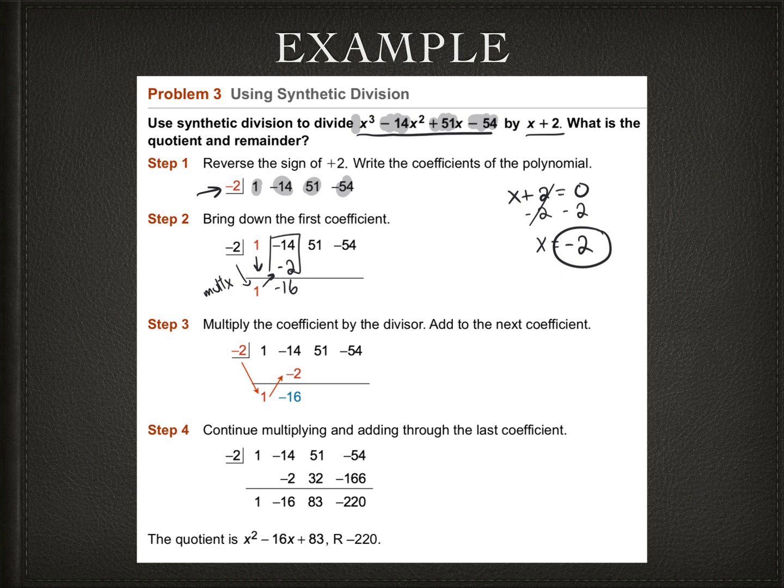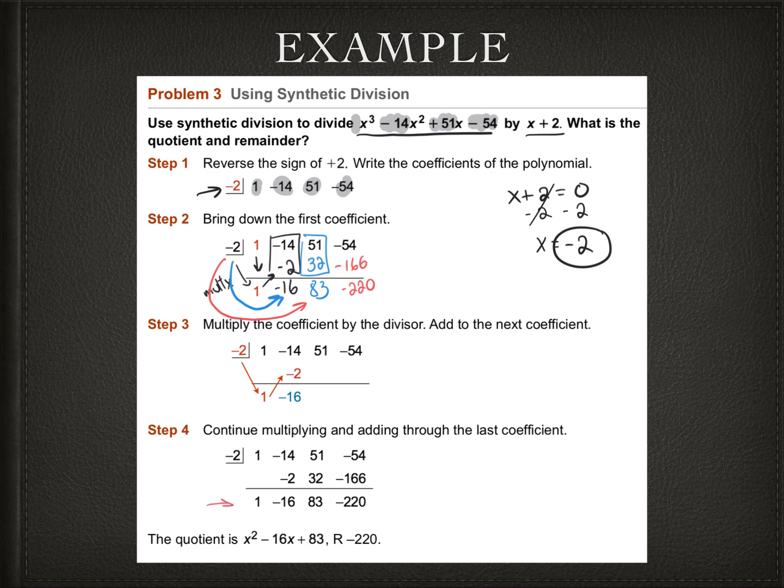Now after we get negative 16, we're going to follow the same procedure. We're going to grab that negative 2, multiply by negative 16, and we're going to get 32. I'm going to add these two numbers. Now we'll get 83. I will again multiply times the 83 and get negative 166. I add those numbers and I get negative 220, which is what we have right here.